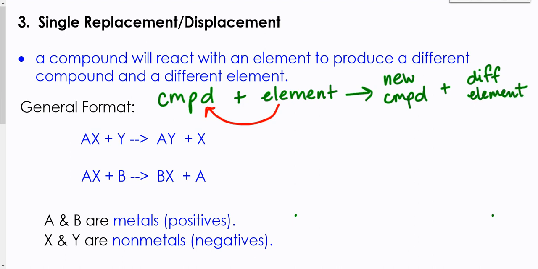You'll see this written a couple different ways in a general format. In this first one we have AX plus Y, and then you can see how it turns into AY plus X. So the Y and the X switch places.